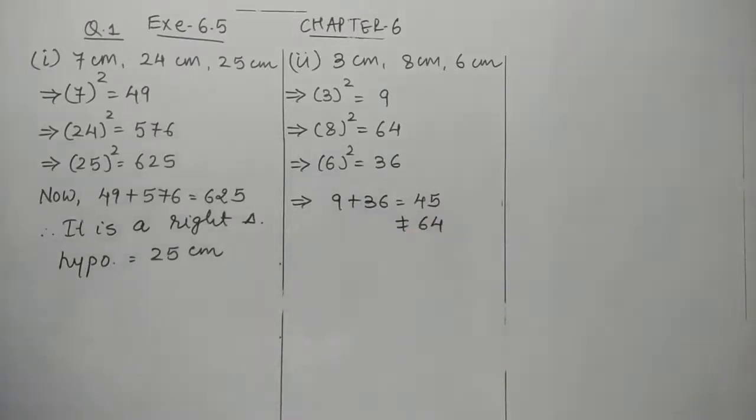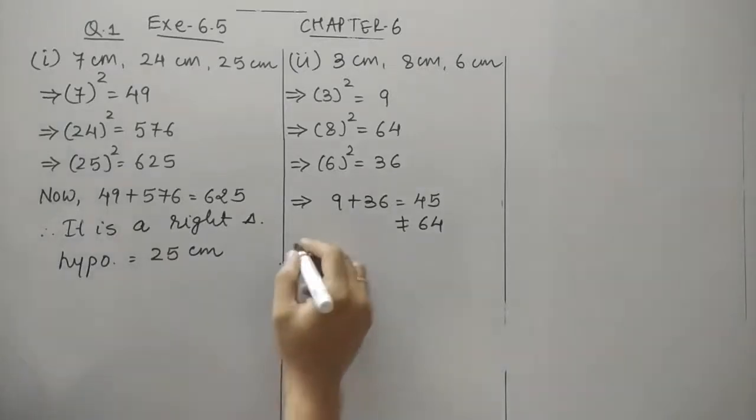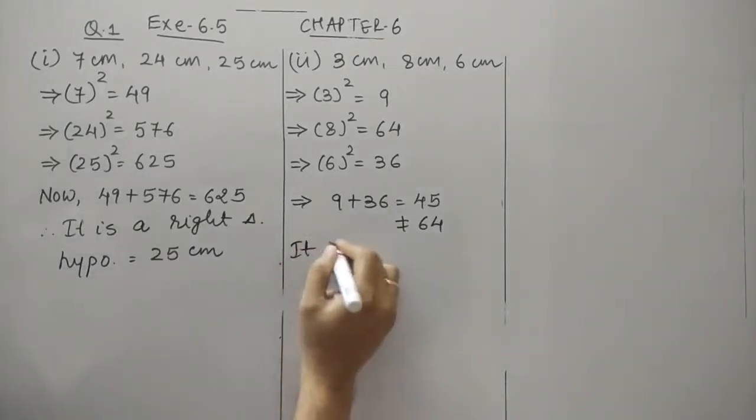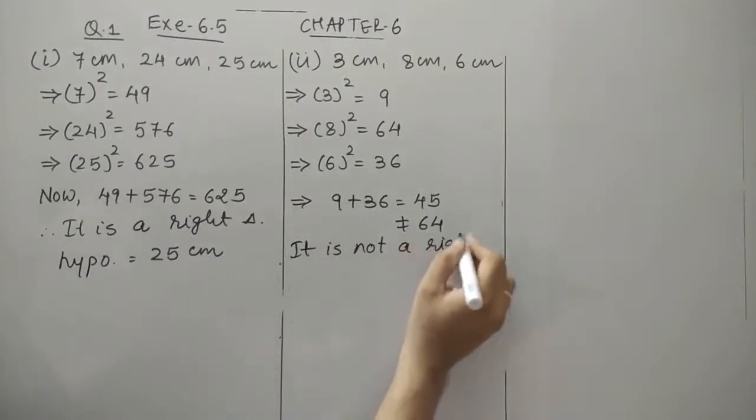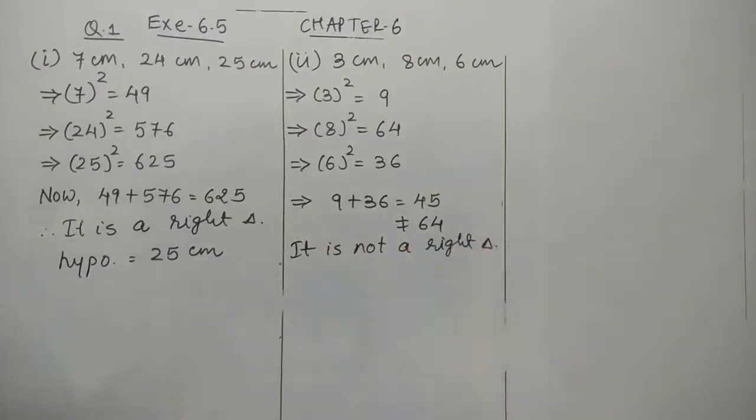So we can see that the converse of Pythagoras does not exist. So we can say it is not a right angle triangle. It is not a right angle triangle. So when it is not a right angle triangle, there is no need to show which is the hypotenuse. Now two more questions are there. So students, that is for you as an assignment.